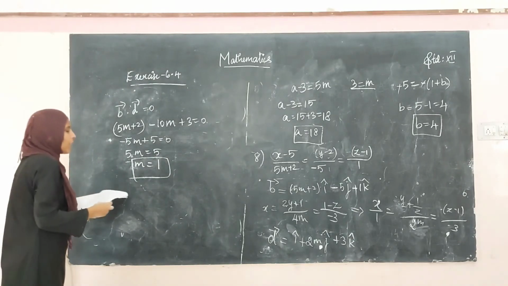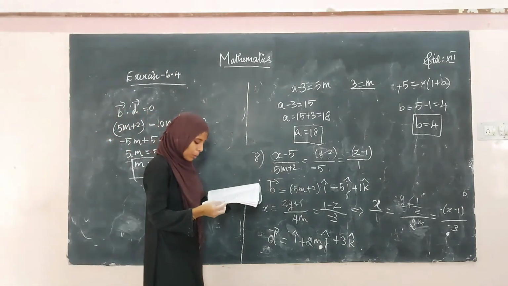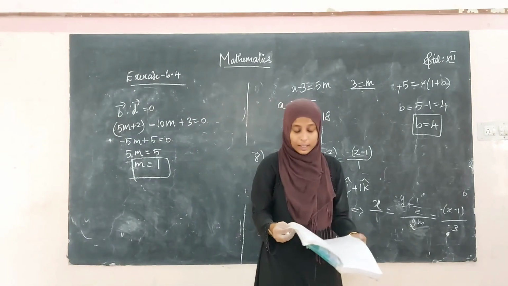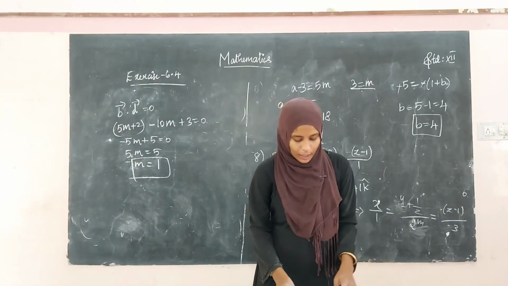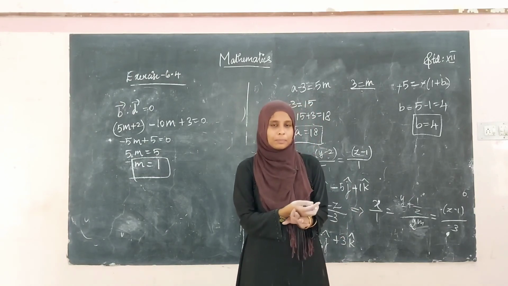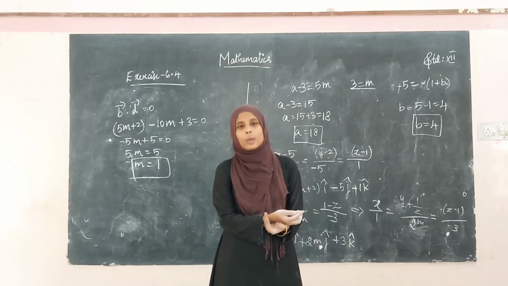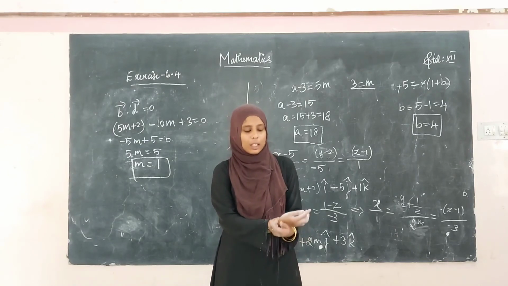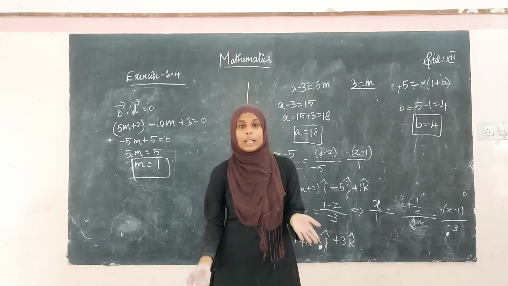Okay, got it. And see the next sum. Show that the 3 points are collinear. They have given 3 points, right? So what you have to do is take the first point as A and take the second point as B vector. So using that, write the Cartesian format.